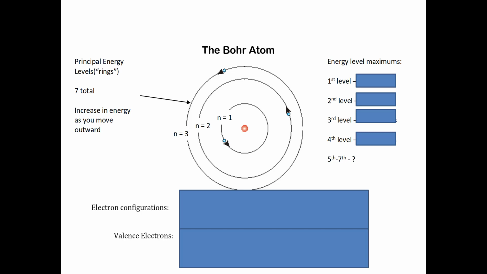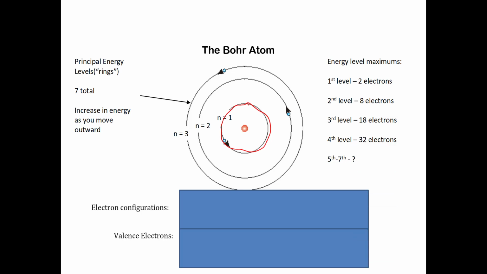So when we look at these energy levels, the biggest thing that we're going to start looking at is the maximum number of electrons on each energy level. Looking at the first level, which is the inside level here, it can have a maximum of 2 electrons. The second can have 8. The third can have 18. The fourth can have 32.